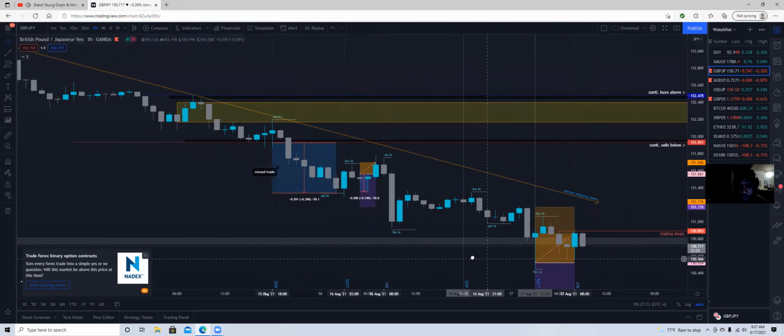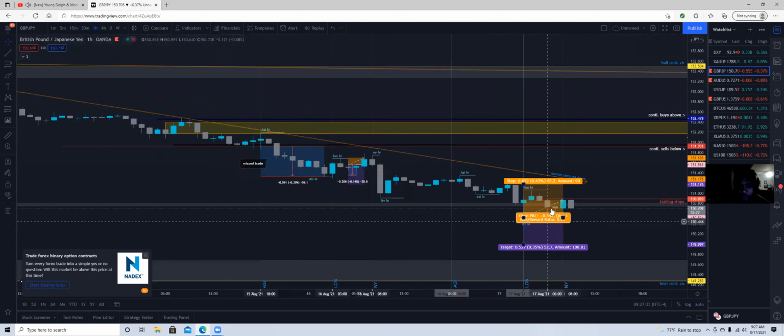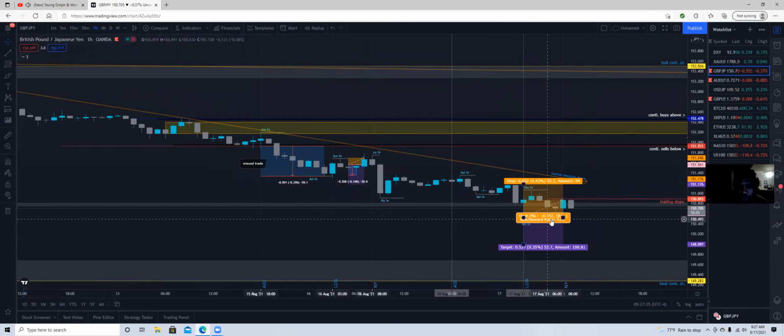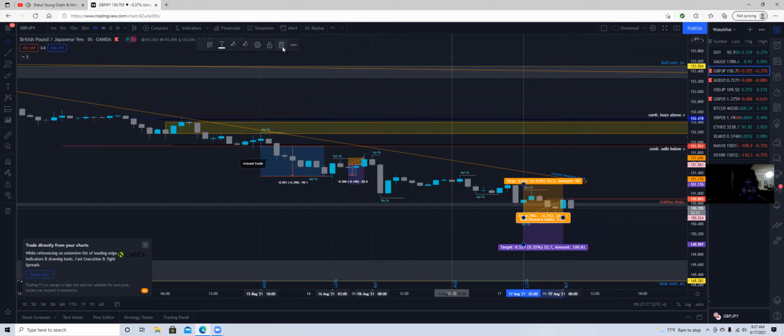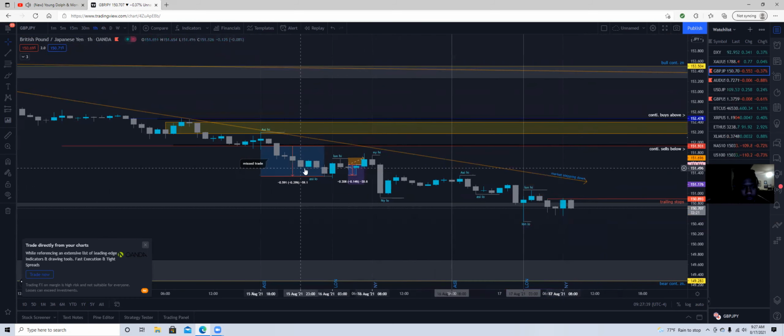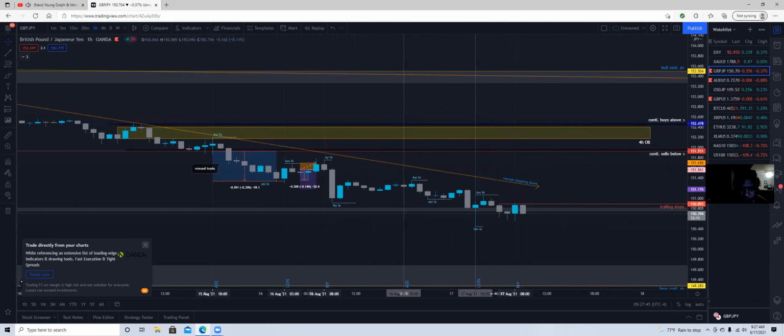But I didn't take this trade. I just had this in there, potential interest. So I missed this one. Took some profit on this one, and the runner got stopped out, and then this is where we are currently in the market.